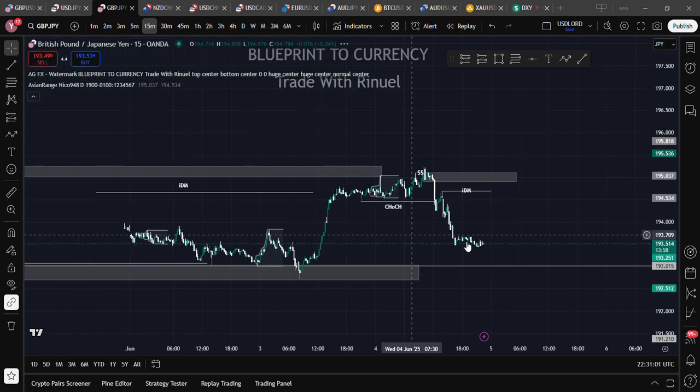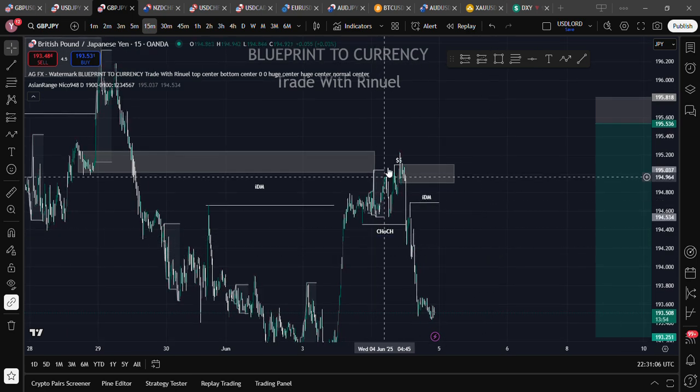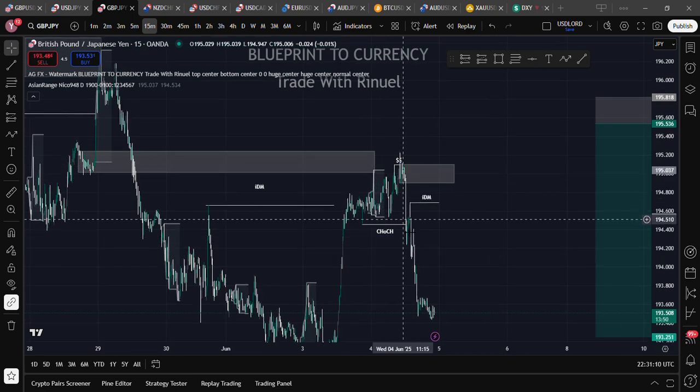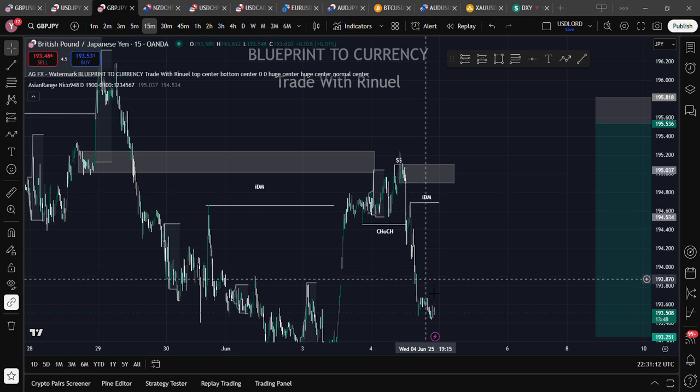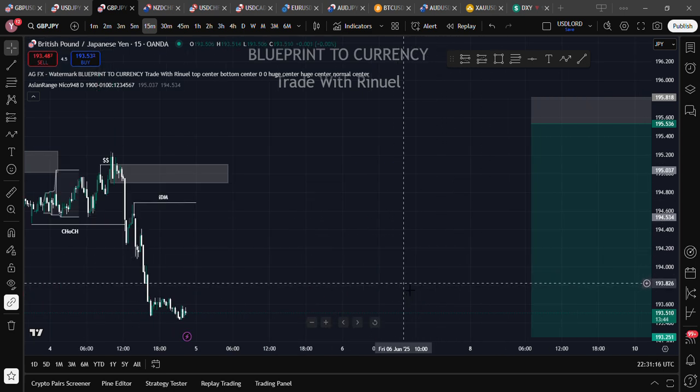15 minutes, and you can see price playing out very well. After price had taken out Asian range high and tapped into that zone, you see how price melted down, causing a change of color. So what am I expecting again on GBP JPY?